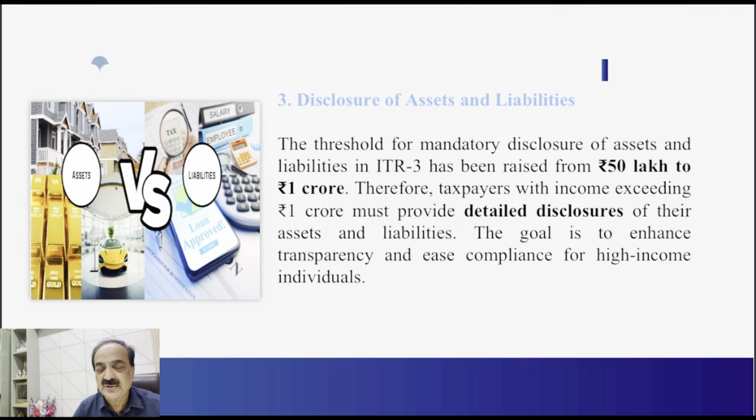The third important change that has been brought is disclosure of assets and liabilities. The threshold limit, which was mandatory for disclosure of assets and liabilities in ITR Form 3, has been raised from rupees 50 lakhs to rupees 1 crore. Therefore, taxpayers with income exceeding rupees 1 crore must provide detailed disclosures of their assets and liabilities. The goal is to enhance transparency and ease compliance for high income individuals.